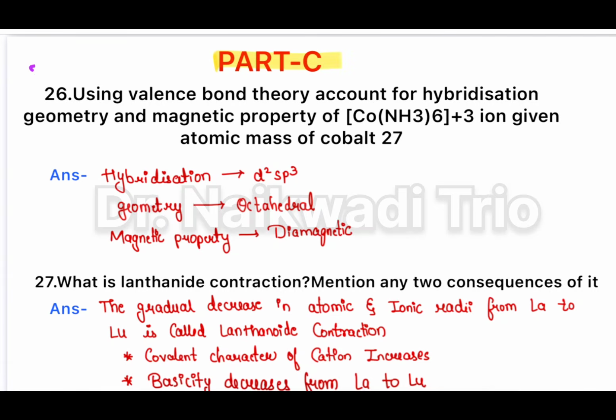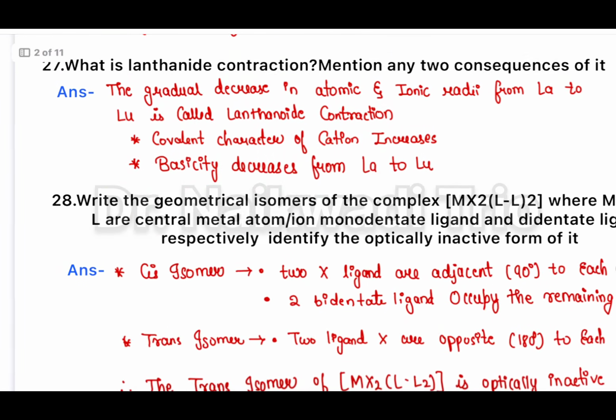Now the 26th question. We have part C, which is 3 marks questions. Using the valence bond theory, account for the hybridization, geometry and magnetic property of the following ions. This is also a question which we have discussed. It is of 3 marks. The hybridization is d2sp3, the geometry is octahedral and the magnetic property is diamagnetic. So you will get 3 marks for this question.